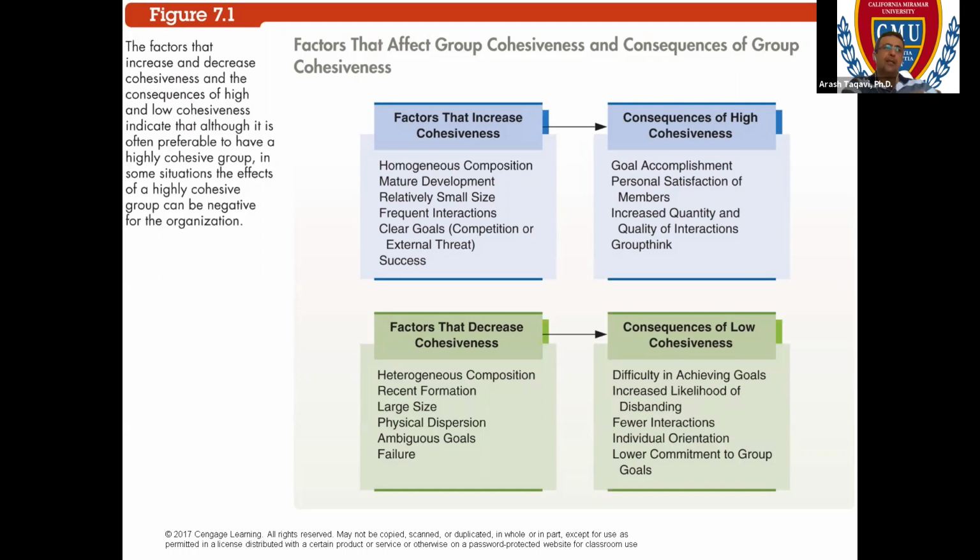But what are the factors that decrease cohesiveness? Homogeneous composition is a factor for increasing cohesiveness, and on the opposite side is heterogeneous composition. Then recent formation, when the group is very young. And large size: it is not a group, it is gradually becoming a society, a community. It is something more than a very specific group. Then physical dispersion and ambiguous goals. Goals are very, very important for defining and shaping a group.